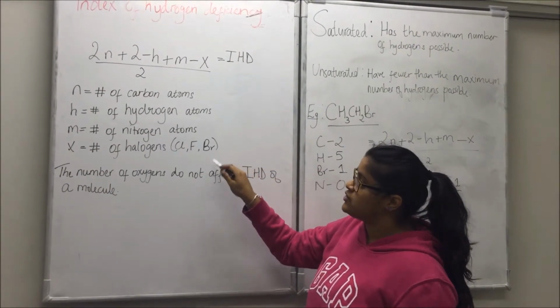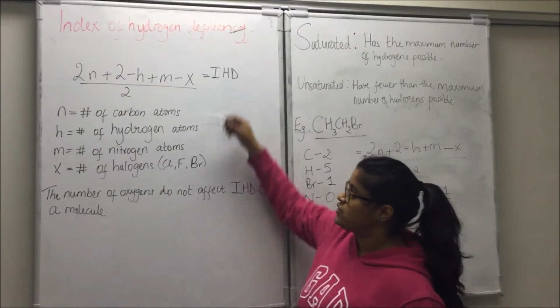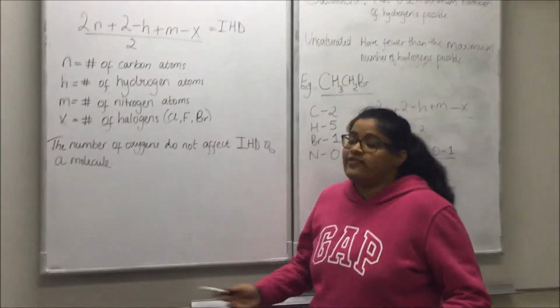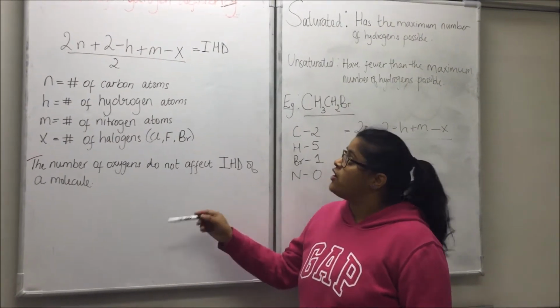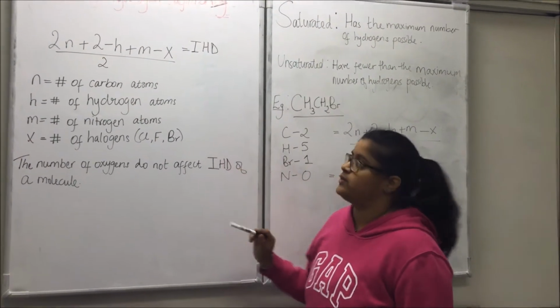If you have 2 different halogens, say a chlorine and a bromine in a molecule, it will still mean that you have halogens, so X will be 2. The number of oxygens in a molecule doesn't affect the index of hydrogen deficiency of the molecule, so there is no space for the number of oxygens in the equation.